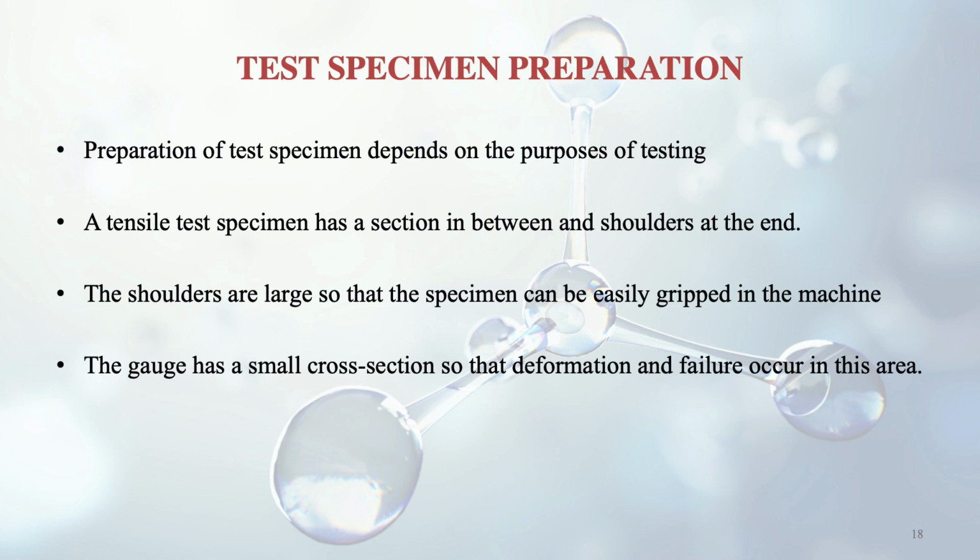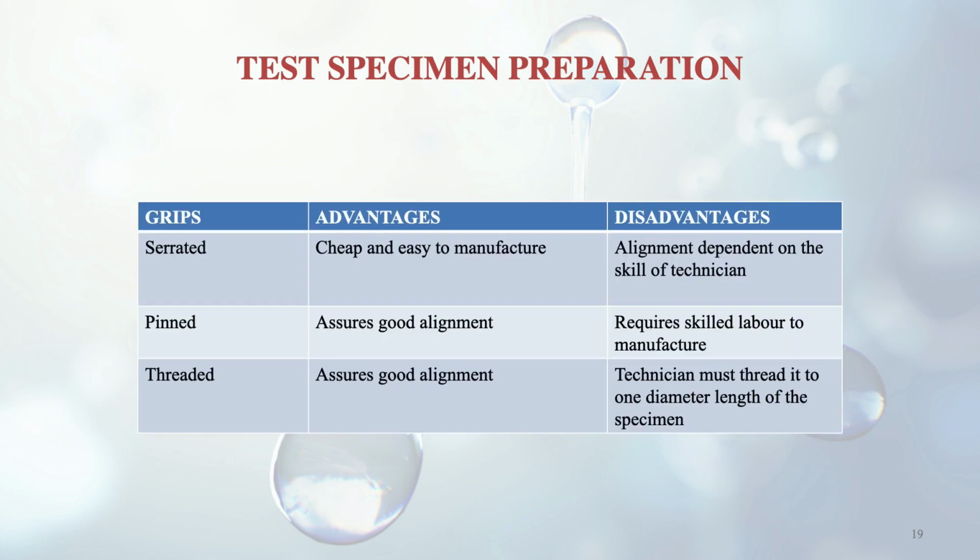Okay. So when we talk about the specimen preparation, first of all we also need to know how we are going to hold it in the machine. There are different kinds of grips. The first one is the serrated grip. The advantage is that it is cheap and easy to manufacture. The disadvantage is that alignment is dependent on the skill of the technician.